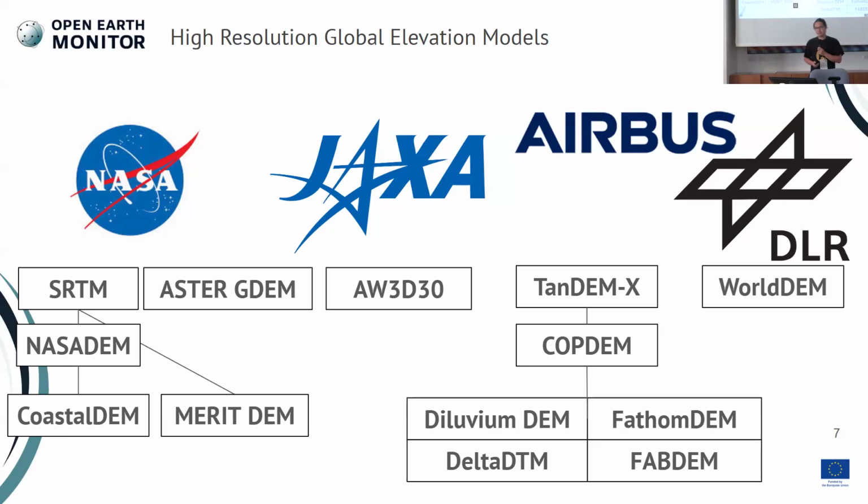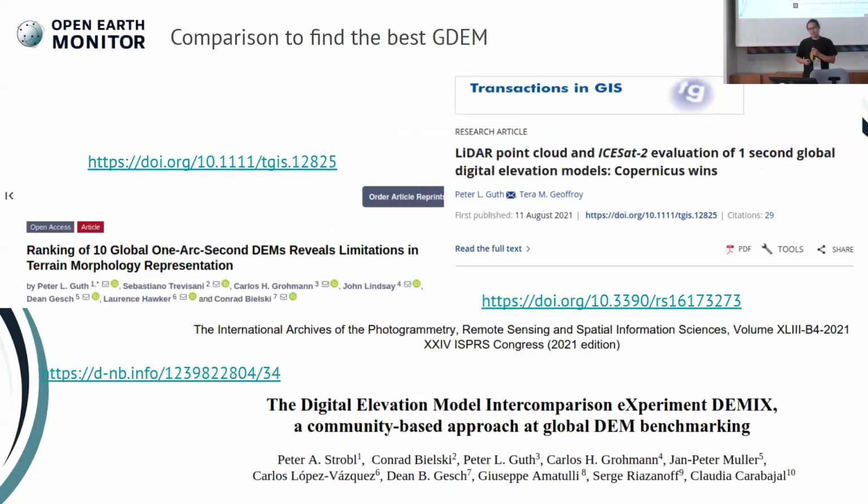So there are a lot of different elevation models that already exist, which makes it hard for researchers not in this domain to choose. There are people in our community dedicated to comparison work to find the best global digital elevation model. There are a few publications led by Peter Goff and also Peter Strobel, who initiated the DMIX project to compare different digital elevation models in different use cases. So there seems to be a need to understand how different digital elevation models work.